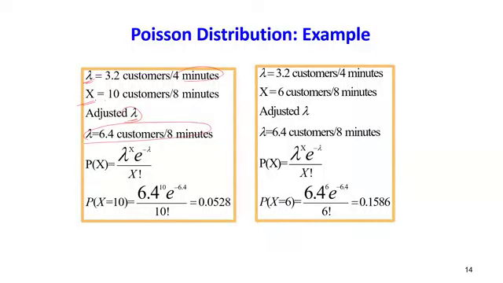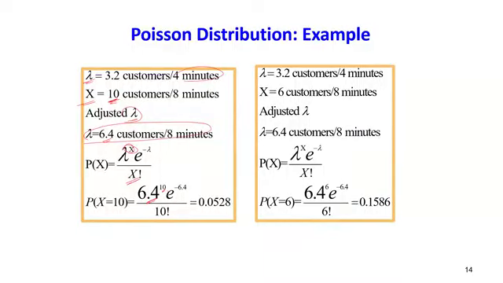Now I want to calculate what is the chance that I will get 10 customers per 8 minutes. Now I'll take this particular equation. Here lambda is 6.4, which is this. X is 10, this is 10 customers for which I want to calculate the probability. Again, this X is a random variable which can take any value. So what is the chance that this particular random variable may take a value of 10?